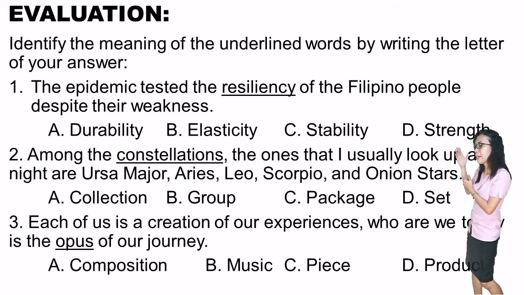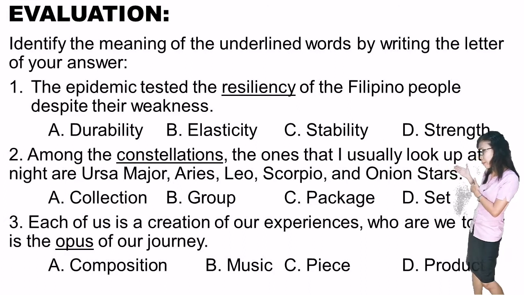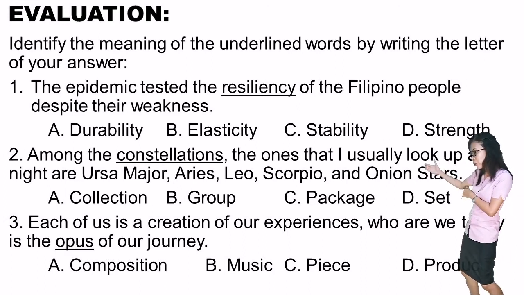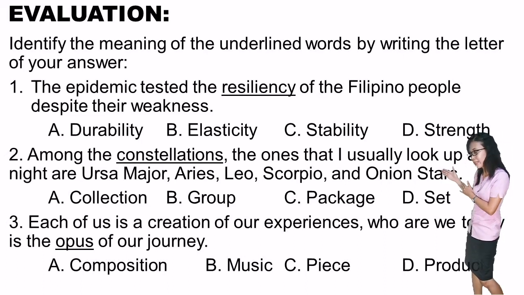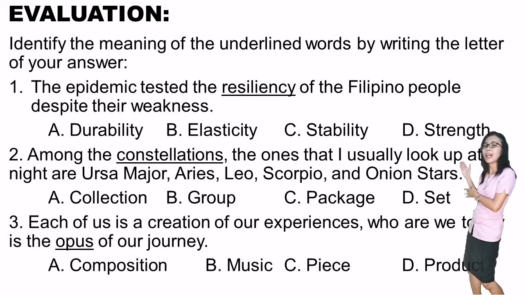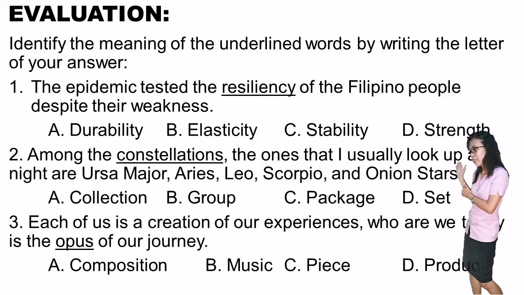And letter D. Strength. Number 2. Among the constellations, the ones that I usually look up at night are the Ursa Major, Aries, Leo, Scorpio, and Orion stars. The underlined word in this sentence is constellation. What is it? A. Collection. B. Group. C. Package. And letter D. Set.